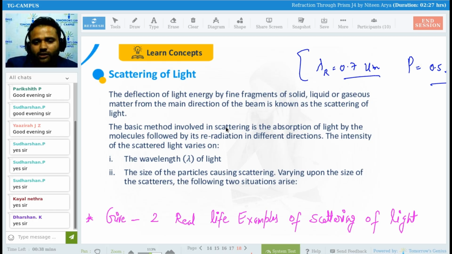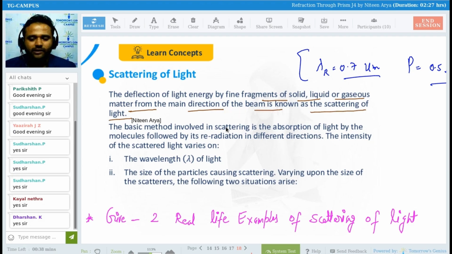So that is the same thing written over here. The deflection of light energy. Deflection means it is going to deflect. Deflection of light energy by fine fragments of solid, liquid or gaseous matter from the main direction of the beam is known as scattering of light. And due to this, because of atmospheric small dust particles, we see this blue color, a mix of blue or violet, which is the sky blue, because in our atmosphere the range of atmospheric dust particles is of the order of wavelength of violet or blue. Okay.